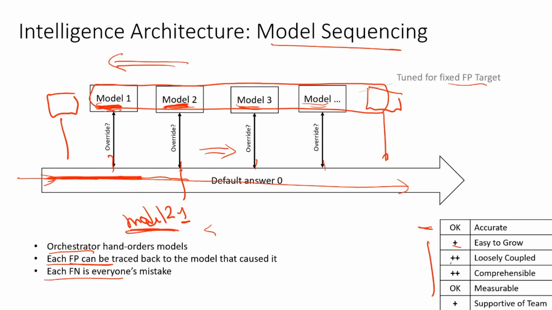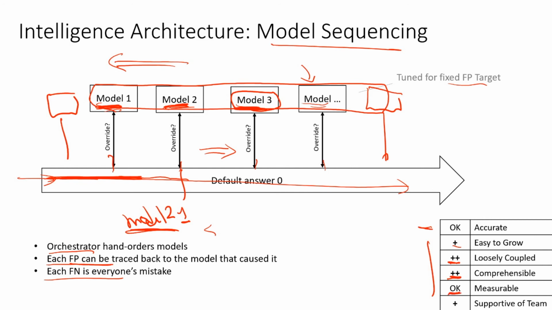It's loosely coupled because you can change one model without affecting any of the other models. Maybe the overall system's accuracy goes down a little bit if you remove or mess up an important model. But you're not going to need to go and retrain the other models when you remove a model. It's just an opportunity for the other models to start catching new problems. It's comprehensible because you know who made each statement. You know who made each mistake. And the measurability is okay.